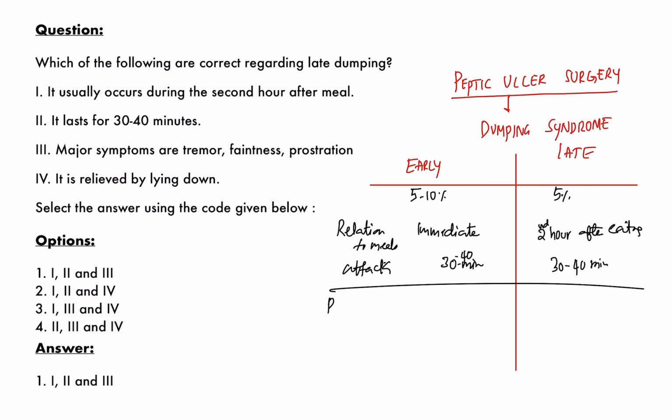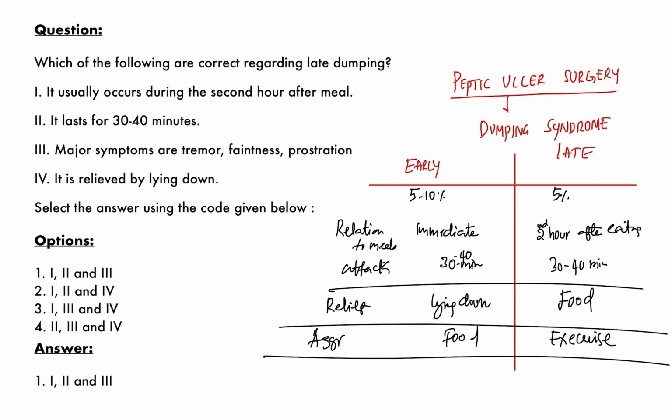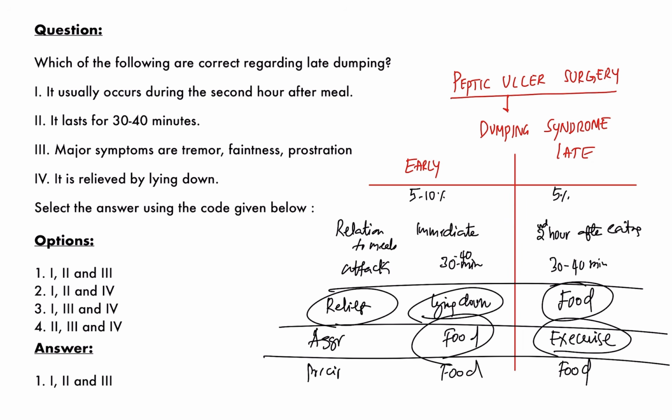Now how do they get relief? The relief is by lying down in case of early dumping syndrome. The relief is actually by eating more food in case of late dumping syndrome. Now aggravating factors: early dumping is aggravated by food. Late dumping is aggravated by exercise because food is a relieving factor here. Now precipitating factor, again it's food. Precipitating factor is food here, and here also precipitating factor is food. Aggravating factor is food, but here it is exercise. Relieving factor is food here. Here it is lying down. So based on these 3 points, I have seen many questions in the exam.